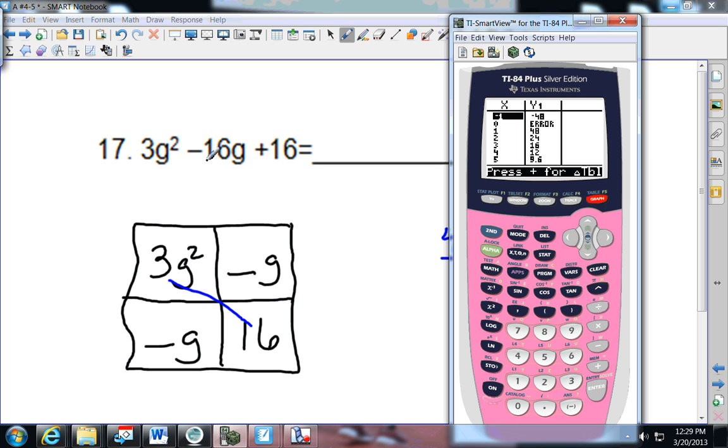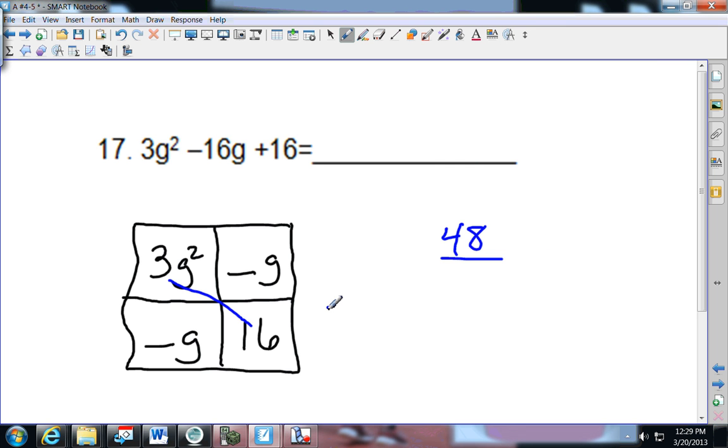Second graph. I need the factors to equal negative 16. So I'm going to go in the negatives because negative plus a negative is a negative. So this right here is negative 49. That's negative 26. Negative 19. Negative 16. There it is. Negative 4 and negative 12. So I'll put negative 4, negative 12.